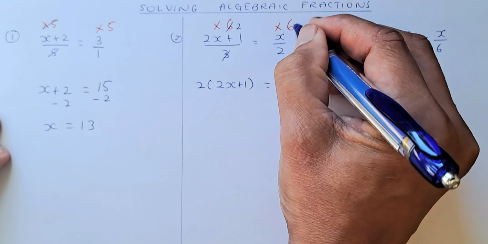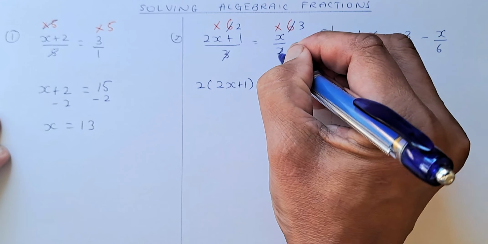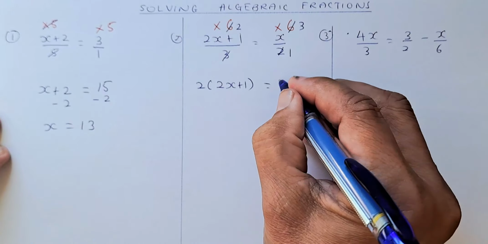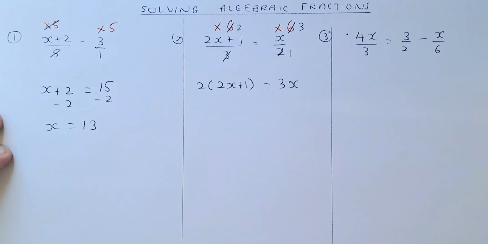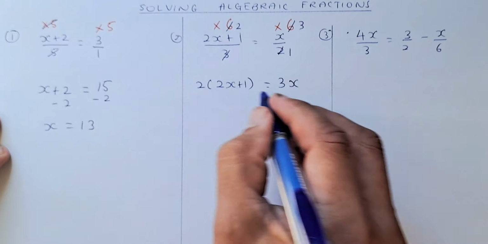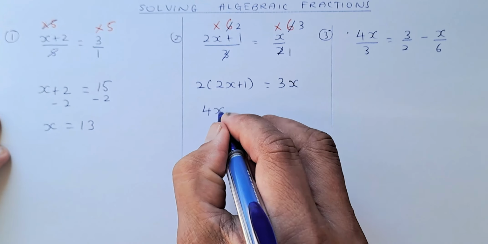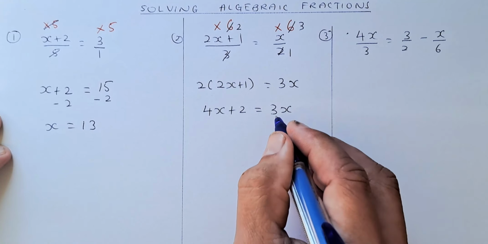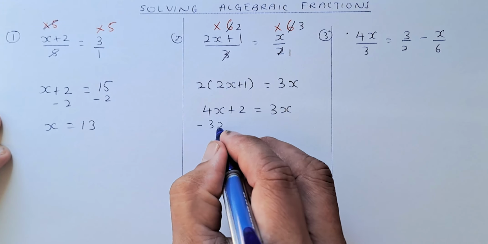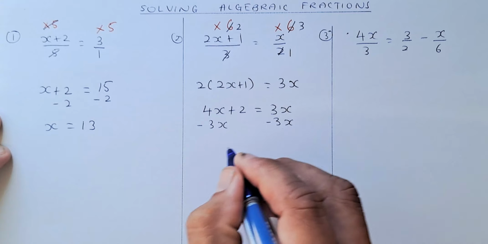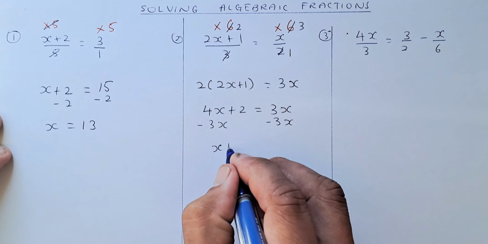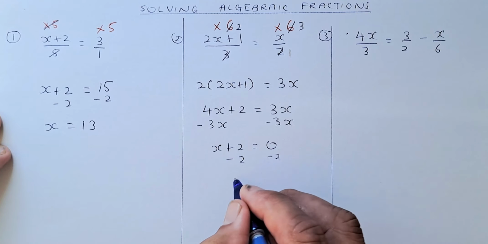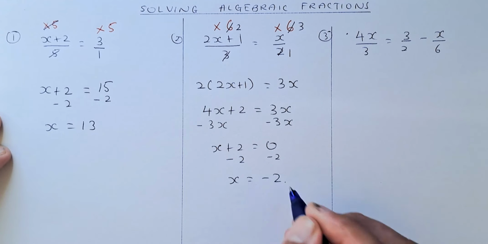and 6 over 2 cancels, it's going to give you 3, because 6 divided by 2 is 3. So that's equal to 3x on the right hand side. So now you're going to expand, it's going to be 4x + 2 = 3x. Next step, you're going to get rid of this 3x, you minus 3x on both sides. So what's left is x + 2 = 0, and you're going to minus 2 on both sides, so x is equal to negative 2.